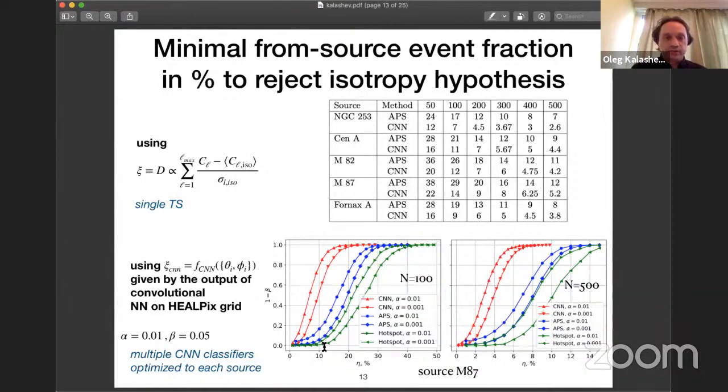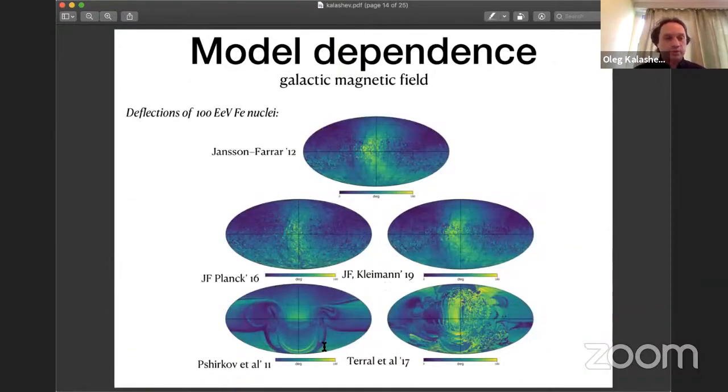Okay, so we are happy, but let's remember that there might be some model dependence. The most model-dependent part of the procedure is the galactic magnetic field model. You can see here that the deflections of 100 EeV iron nuclei, their dependence on the direction, may be quite different for different magnetic field models. So unfortunately, this could strongly affect the performance of our procedure, and we need to at least investigate this.